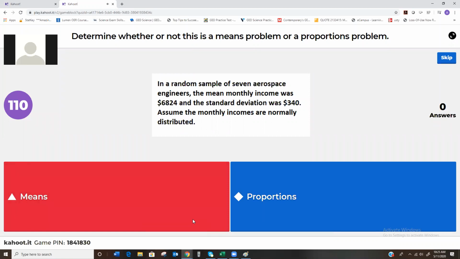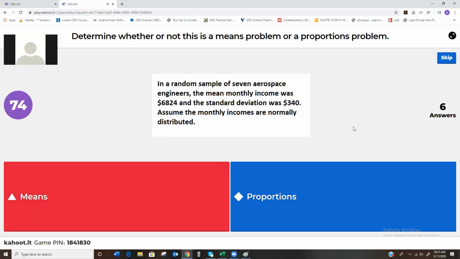In a random sample of 7 aerospace engineers, the mean monthly income was that, and the standard deviation was that. Assume the monthly incomes are normally distributed. Is that a means or a proportion problem? I think that's a means problem. It is, because it says the mean monthly income, right? Now, if it said the average monthly income, it would still be a means problem, right, guys?